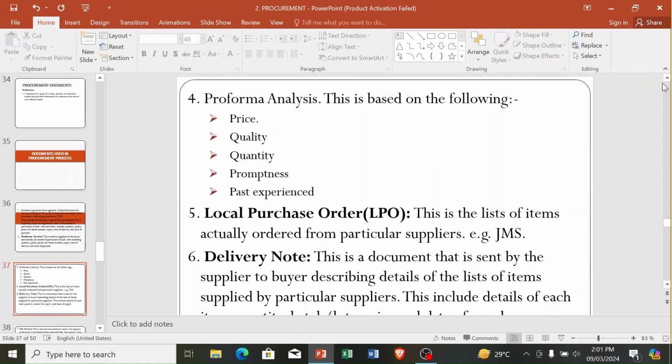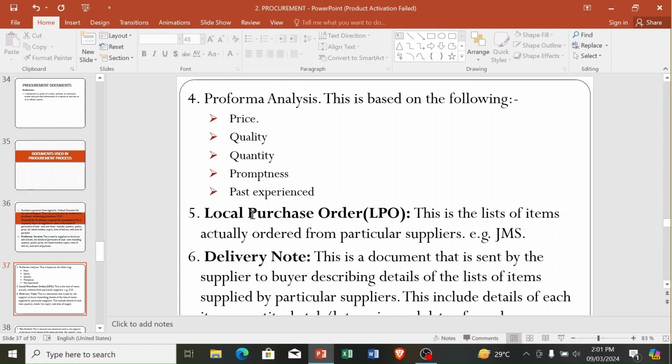We have what we call pro forma analysis as another document. This is based on the following. We analyze the price list based on the price of commodities and the quality of the commodities, because the supplier has sent it for us and it has all these details: the quantity, the quality, the promptness, and then the past experience.